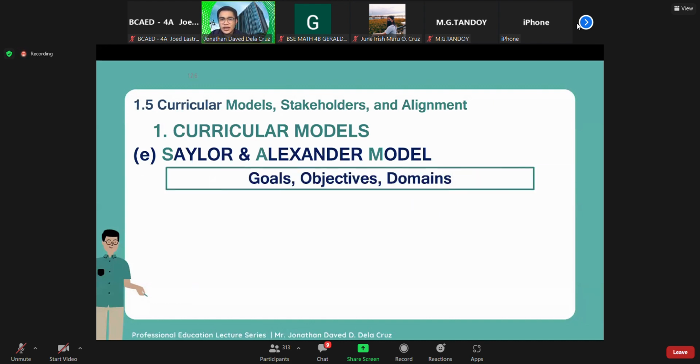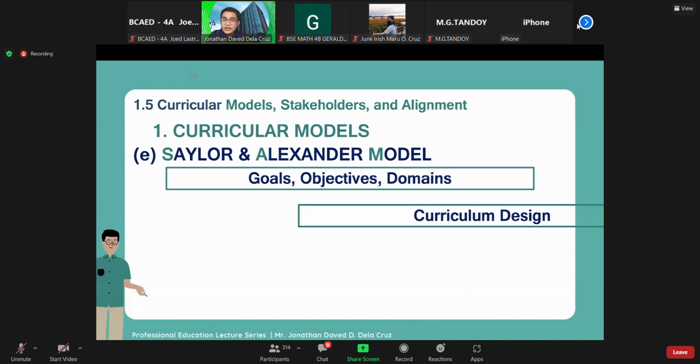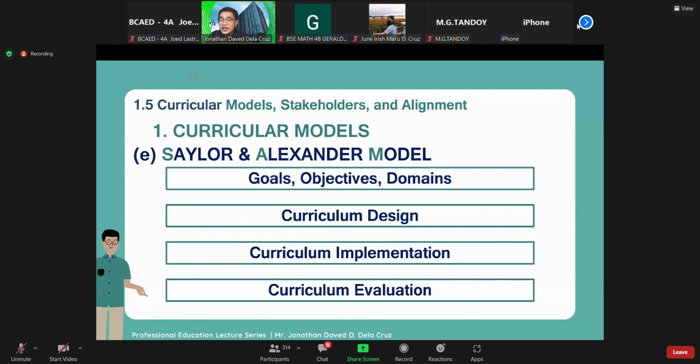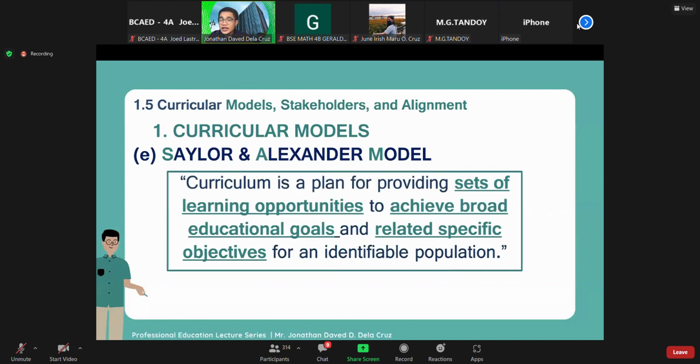Okay? So the arrangement is goals, objectives, and domains, curriculum design, curriculum implementation, and curriculum evaluation. So curriculum is a plan for providing sets of learning opportunities to achieve broad educational goals and related specific objectives for an identifiable population, which are the students in every year level or in a certain program. Okay? Questions so far regarding the different models of the curriculum.